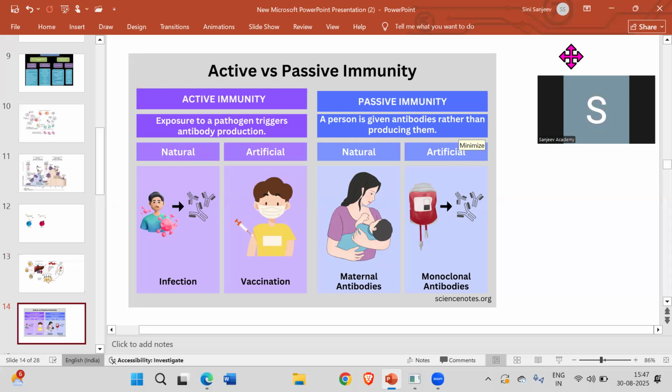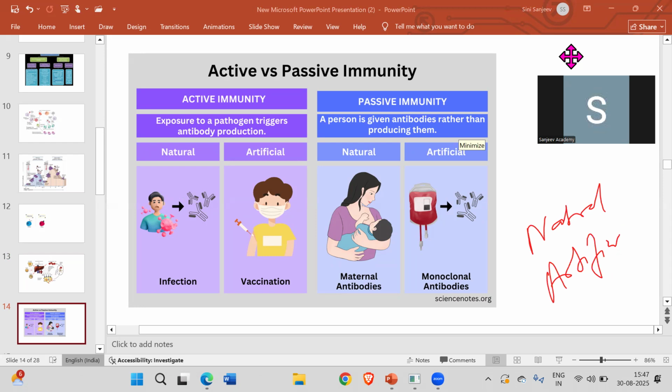In the active, whenever your body is exposed to antigens, either dead or living, it will produce antibodies in response to that particular antigen. But active immunity is comparatively slow because it takes time to become fully effective against the particular disease. Usually, active immunity is of two types, for example natural and artificial.